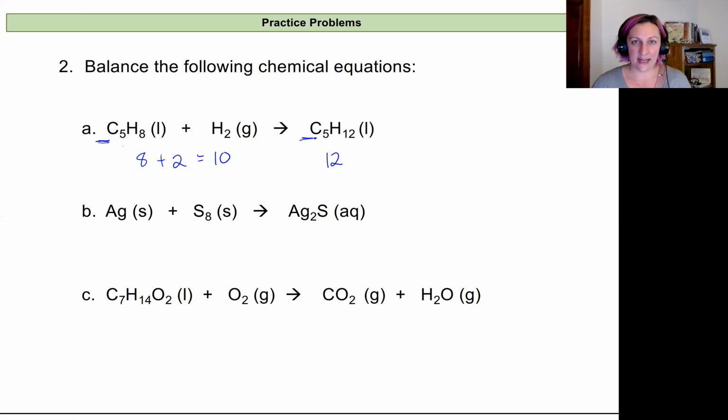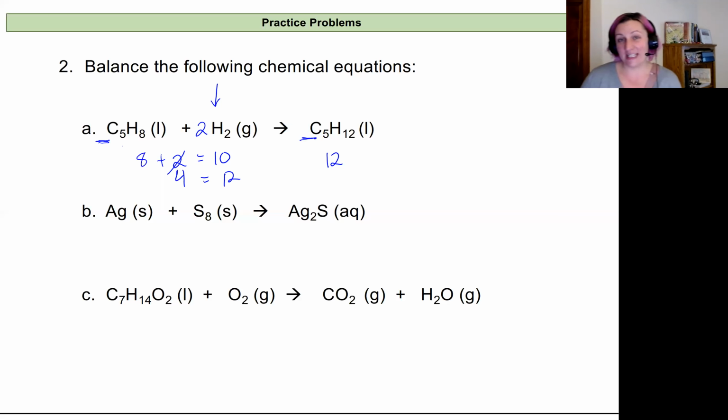So instead, I'm going to look at this molecule that has only hydrogen in it, H2. And so if I can get 2 more hydrogen atoms out of that, I don't have to change the number of carbons I have. So if I just multiply this by 2, I'll have 4 instead of 2. Now I have a total of 12 on my reactant side, and I have a balanced equation.